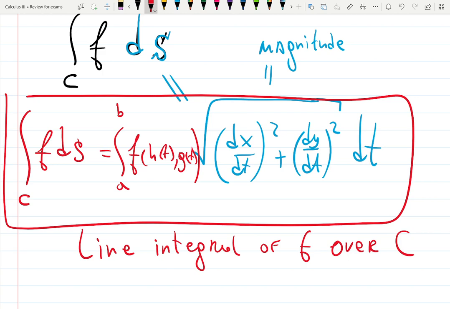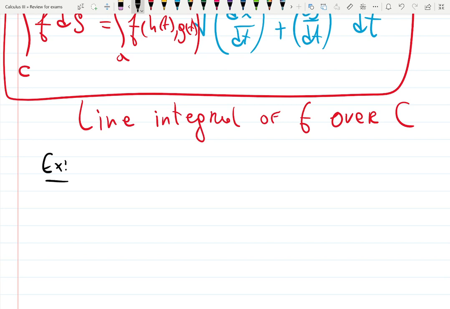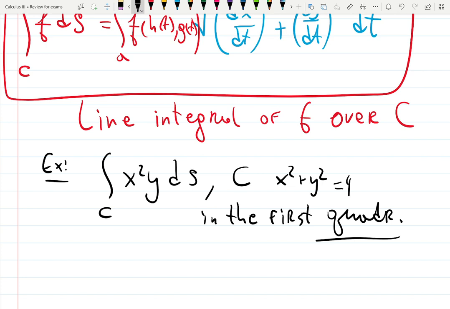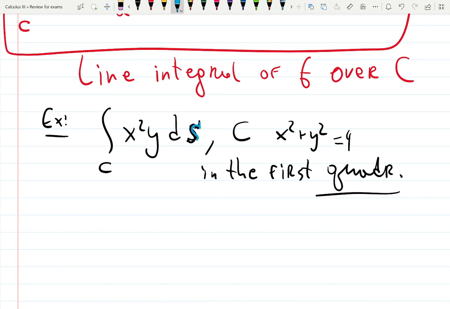This is a really good problem. Example: if I give you the integral of x squared y ds, and I say that c is x squared plus y squared equals 4 in the first quadrant, then you get stuck and freak out because you don't remember which formula it is. Is it with a derivative, with a square root, or just the dot product? There were so many of them. Remember, it's supposed to trigger you. This ds part is a square root. The formula with the square root tells you to create the parametrization first.